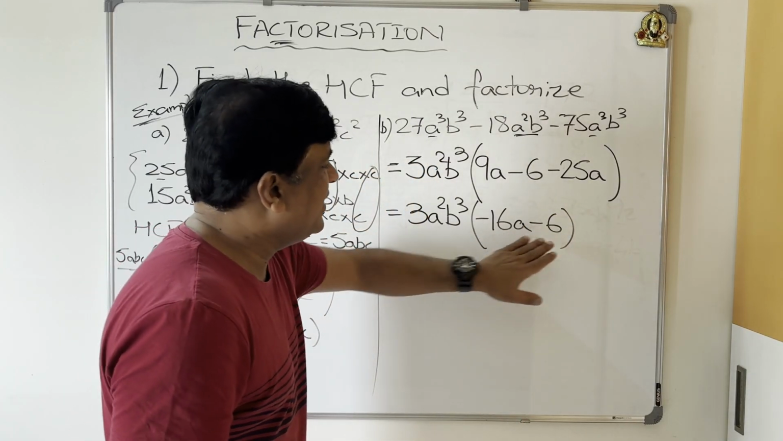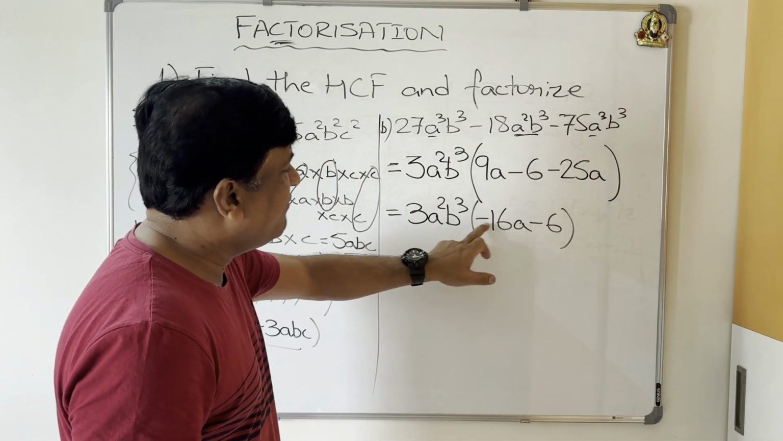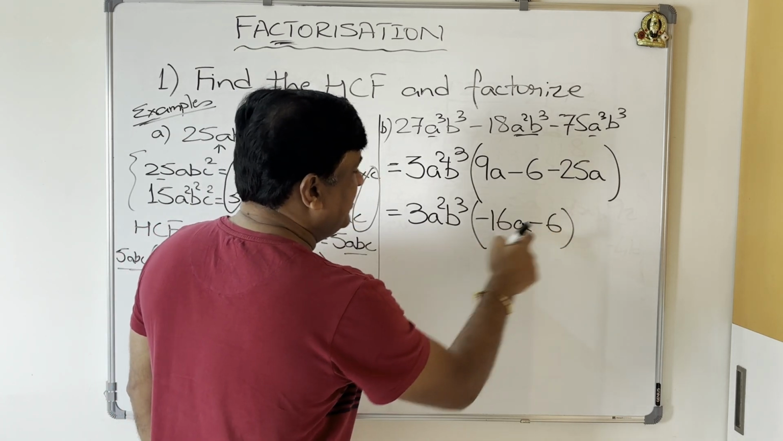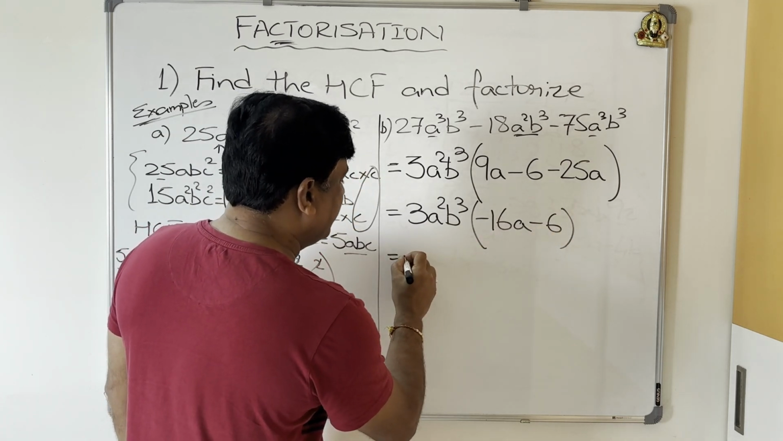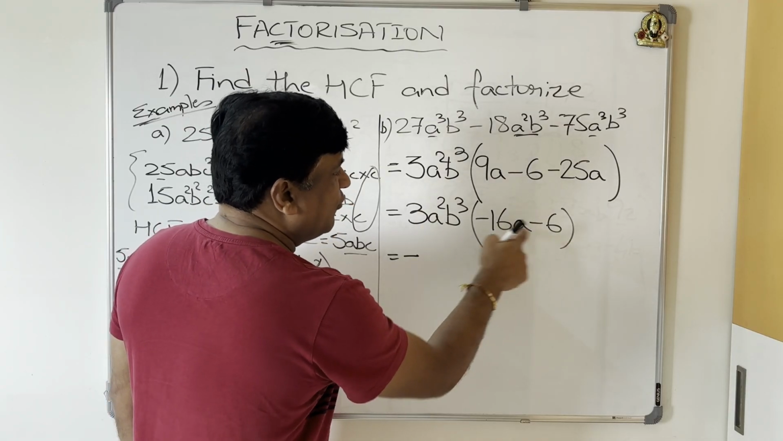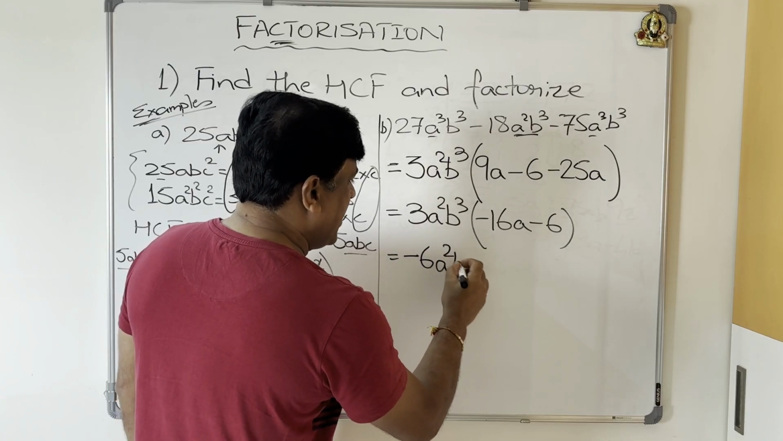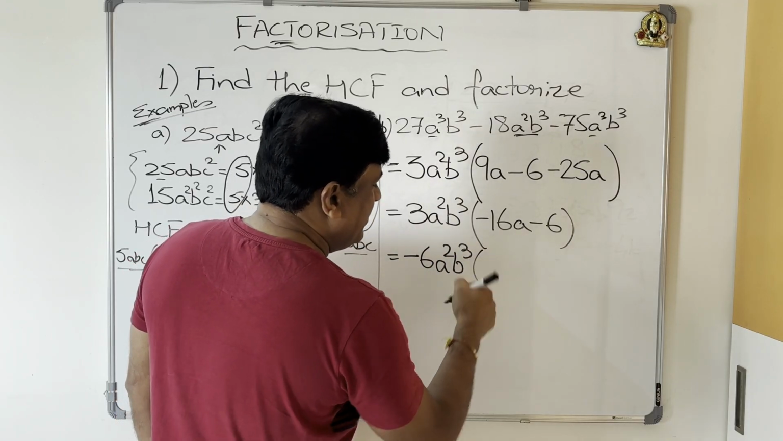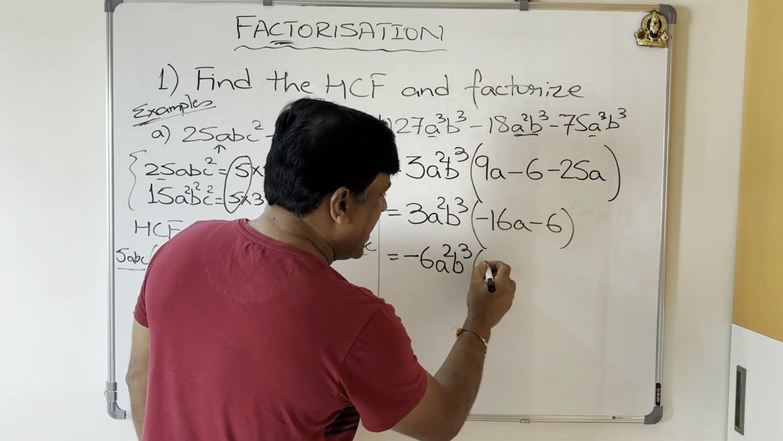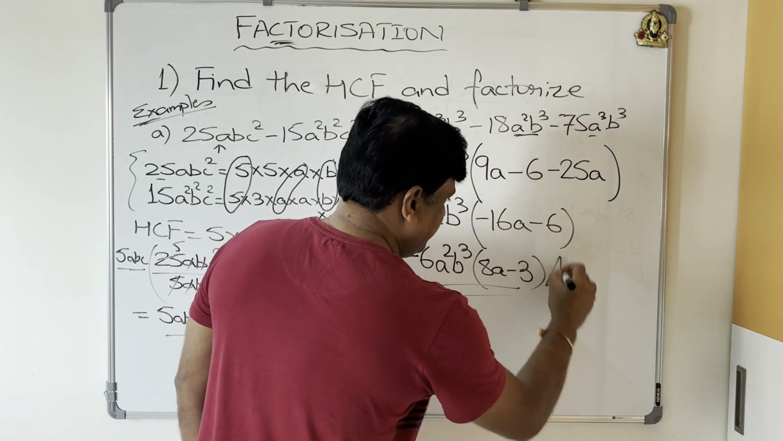Now if you look at it, I have something more common over here which I can take out. I have a minus common, right? And I have a 2 common between these two. So I'll take this minus completely out and then I'll take another 2 from here. So 2 into 3 will become 6 A square B cube, and this will become, since I've taken the minus out, a plus, it will become 8A minus 3. That's your answer.